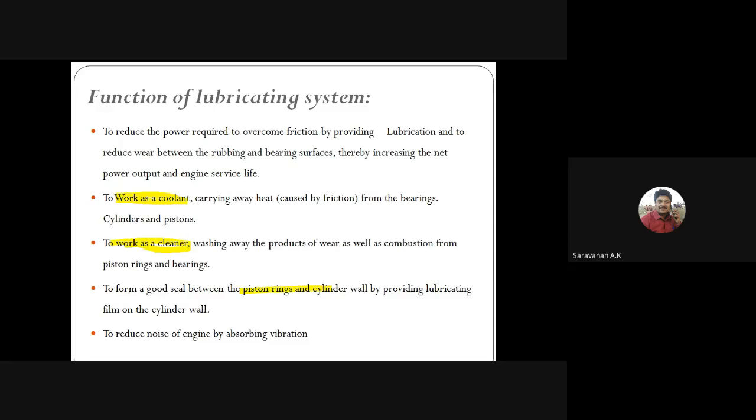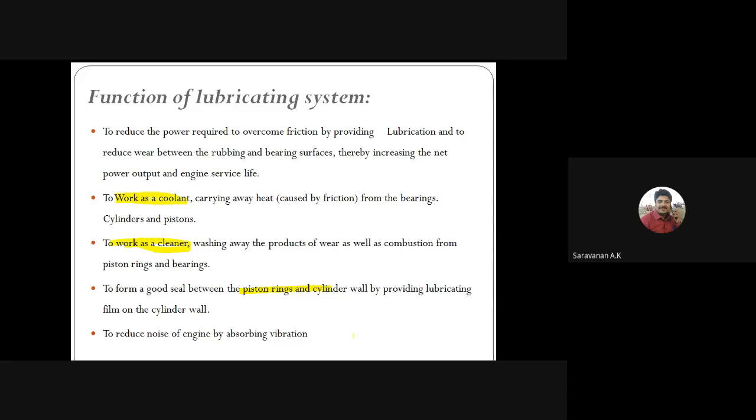And it will reduce the noise. Generally in the engine, noise is created because we have plenty of vibrating elements, and due to the vibration we get noise. That noise is reduced by the lubricating system. If lubrication is there, the frequency of vibration will be very low, so we can reduce the noise produced by the engine or machine elements. These are the functions of the lubricating systems.